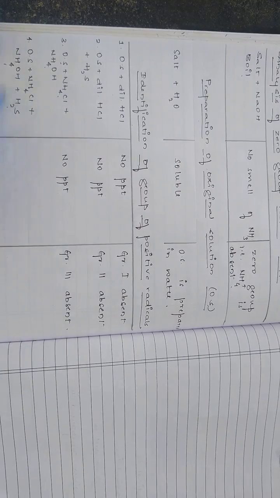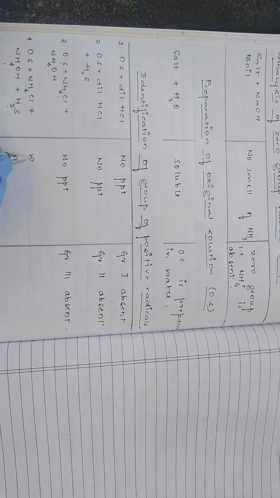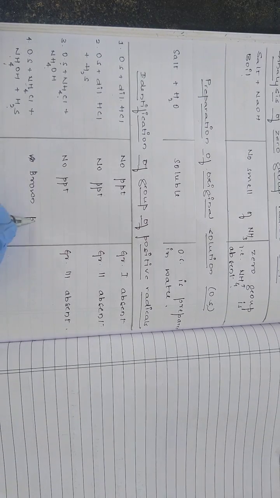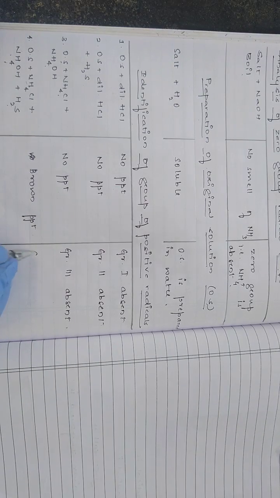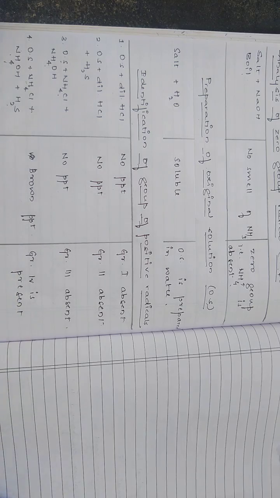Let us write it down in the notebook. OS plus ammonium chloride plus ammonium hydroxide plus hydrogen sulfide, we are getting brown precipitate, which will give the inference that group 4 is present. Then we will go for analysis of group 4.